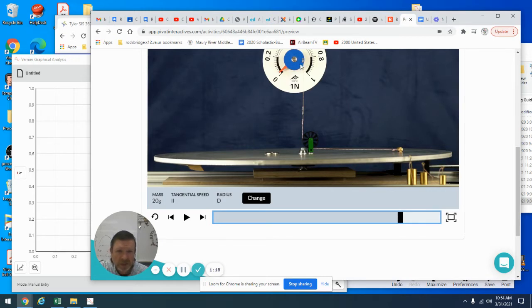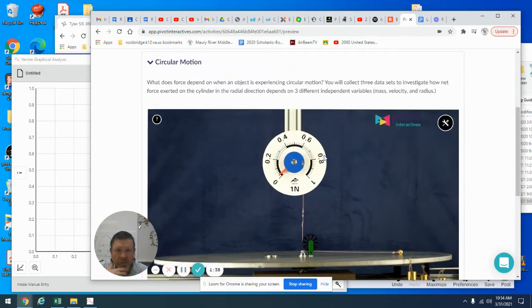So make no mistake, this scale right here is not measuring a downward force. It's really measuring the force pulling in on this mass as it goes around in the circle. And the pulley is just to redirect it. And so we can have the scale right in the middle there. It's a pretty cool setup, I think.